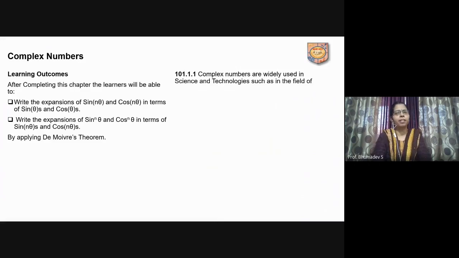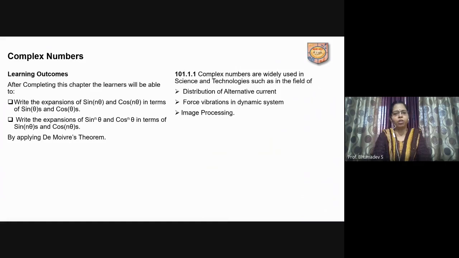The complex numbers are widely used in science and technologies, as in the distribution of alternating current, the forced vibrations in dynamic systems, and image processing, which is the latest application of complex numbers, especially in medical image processing. It's a very wide application that we are having.